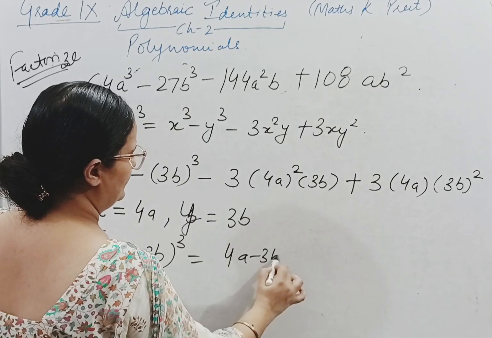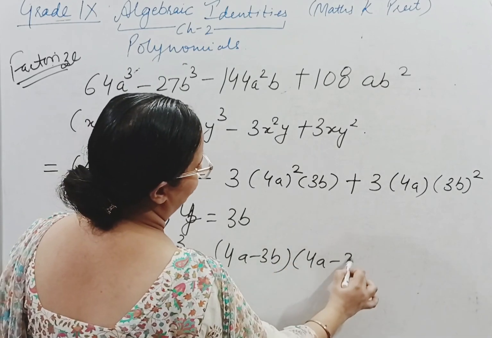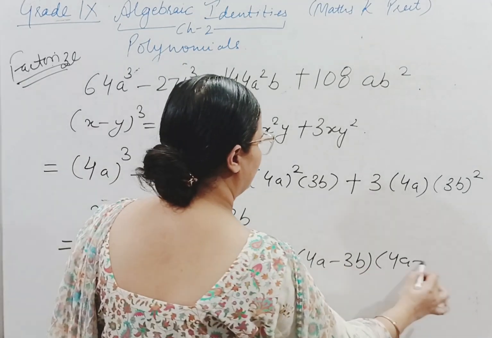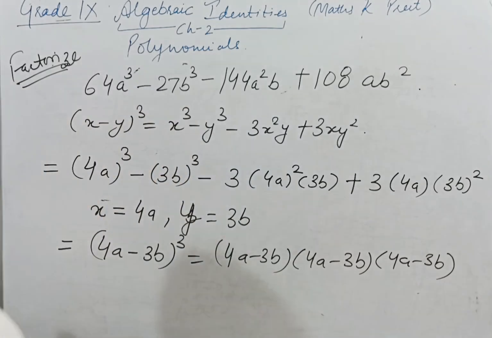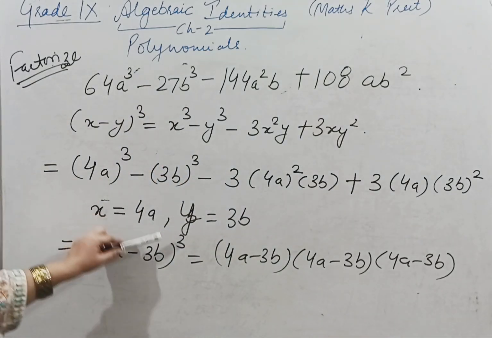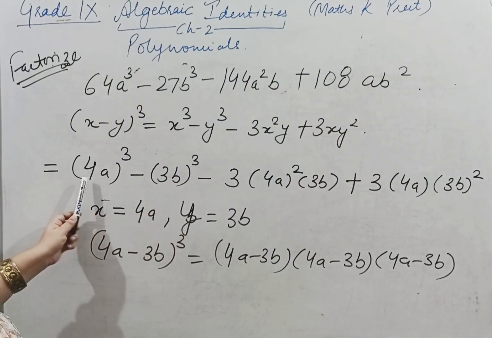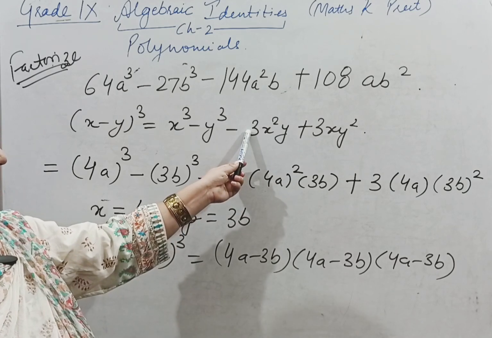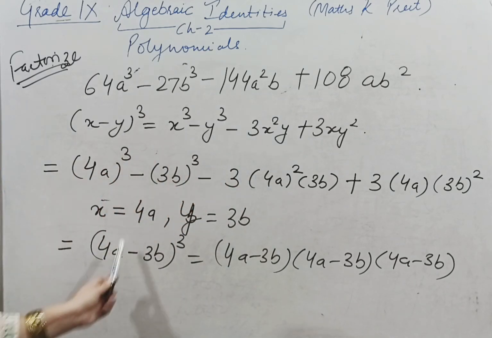These are the three factors. This can be written like this as well: 3 times we can write the same factor. Why? Because we are having cube of this factor. So from here I am getting x is equals to 4a, y is equals to 3b. So this was the expression similar to the right hand side. So we will write left hand side from these values. So these will give us the factors.